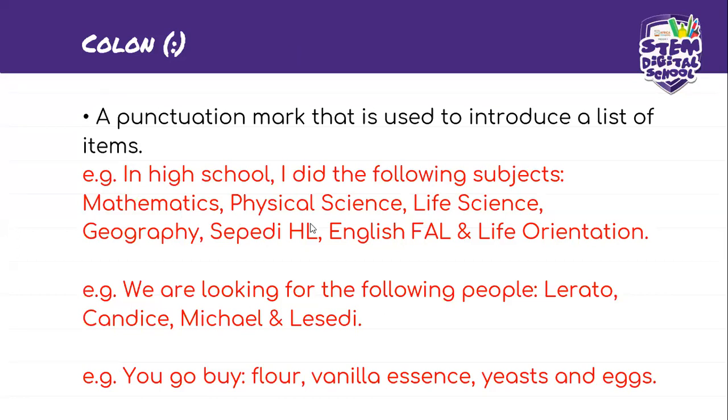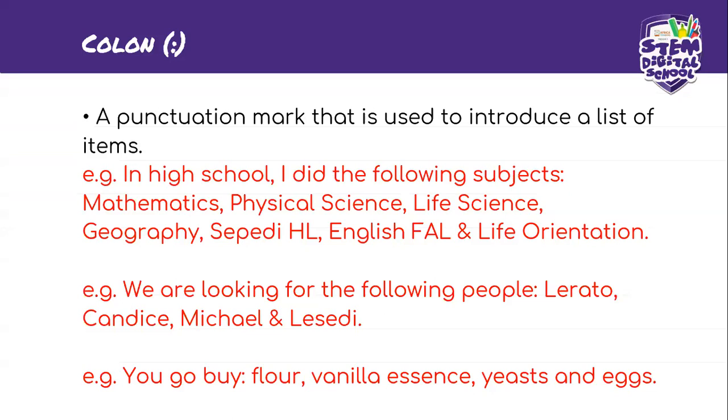Then example number two, anyone to read for us? Anyone? Okay, Tando again. Yes, Tando. We are looking for the following people: Lerato, Candice, Michael, and Lesedi. Thank you for reading for us, Tando. That was good. You are reading so well. So we are looking for the following people, then there's the colon. The colon communicates to us that what is coming is a list. Therefore, we need to pay attention to that list. For the third example, I see Onka's hand is up. So Onka will read the third example for us.